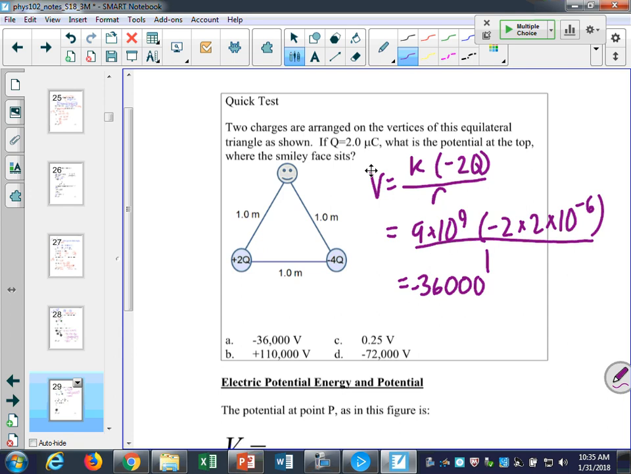All right. Anyway, we'll stop there. We're out of time. The long way is to do KQ over R for each one, and then adding them all up. And you get the same thing.